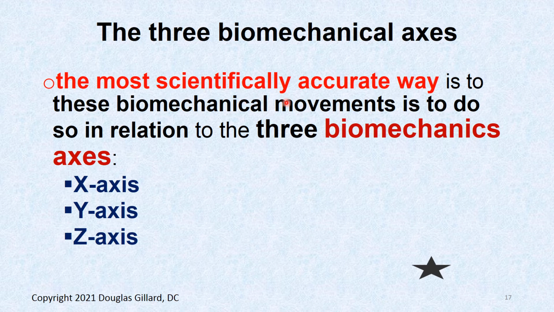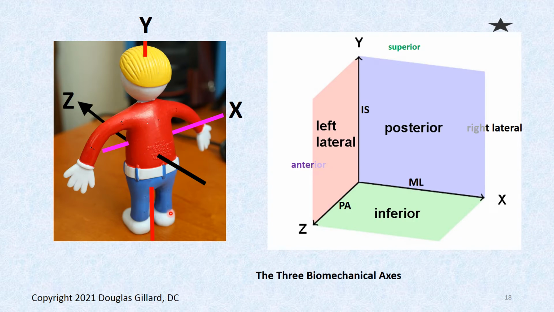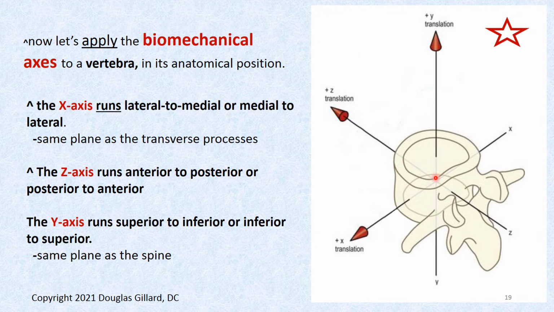And again, the most scientifically accurate way to describe these biomechanical motions is in relationship to the three biomechanical axes. Again, the X, Y, and Z axes, which we just talked about, and there they are. I don't think I need to say anything more about them. Now, if you put those on a vertebrae, this is what we get. The x-axis goes in the plane of the transverse processes. The z-axis is like being shot in the back with an arrow, and the y-axis is like a pole coming out from the superior or inferior vertebral body. So those are the axes that we're going to describe. Rotation and translation will be described in all these directions.